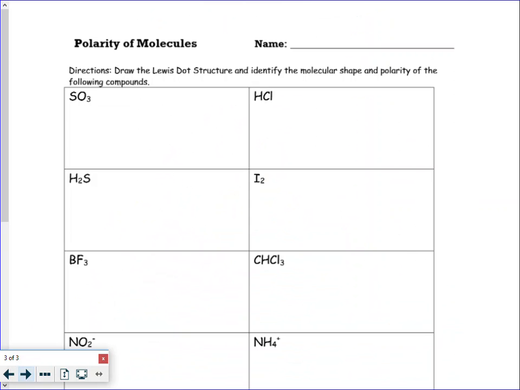So, looking at these examples here, the best thing to do for this side of the worksheet is to draw the Lewis dot structure, identify the shape, and then based off of that flow chart, determine if it's polar or non-polar. So, we've already drawn this one in our notes, so I'll draw it very quickly. This is the one, remember, that has resonance, because you could put the double bond on any of the oxygens. Oops, only need 2 pairs on that one.